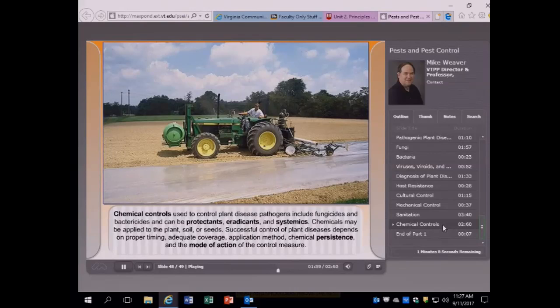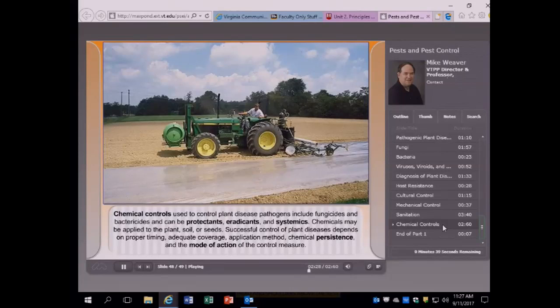Systemics are used to kill disease organisms on living plants. Systemic chemicals are transported in the sap stream from the application site to other plant parts. This type of chemical may act both as a protectant and an eradicant. So sometimes we see that terminology in other areas, including in some insecticides as well. But it's the way that the chemical is being carried in the plant, and so that's why we call it systemic.